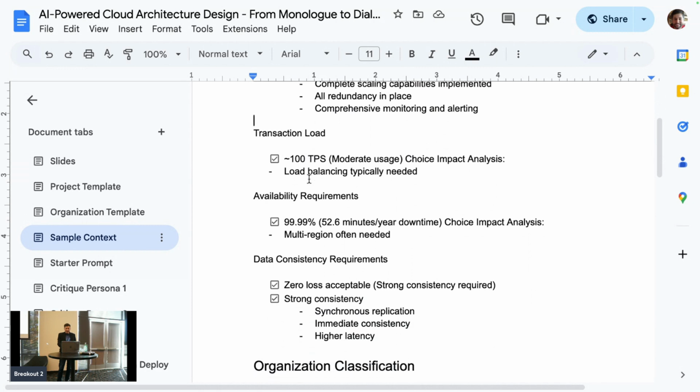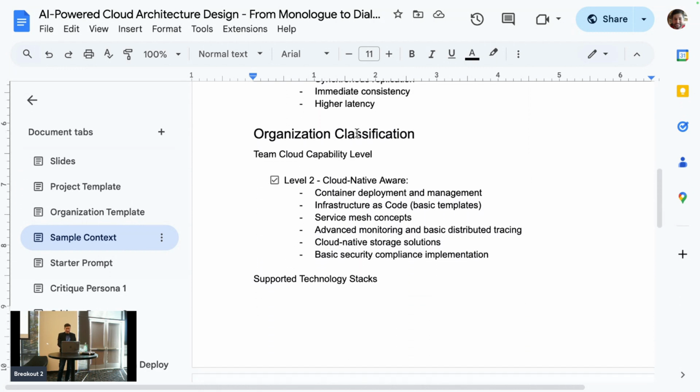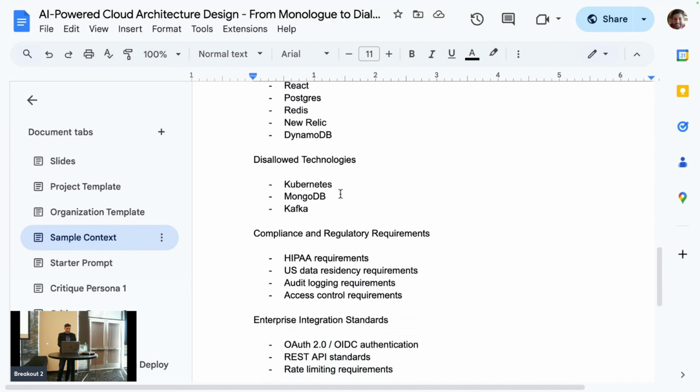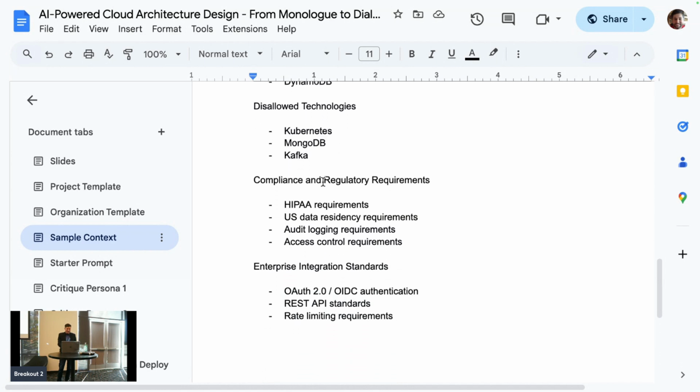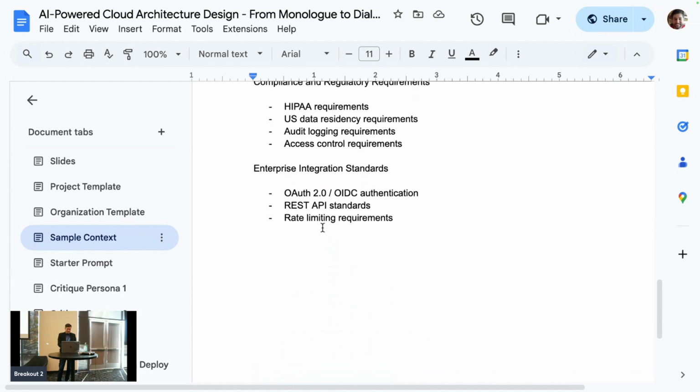I did 100 TPS, 4 nines, zero data loss, and level 2. And this is what we do here: Java, React, Postgres. We don't like these things for whatever reasons. We have these requirements.